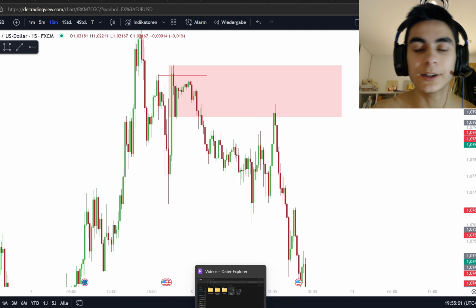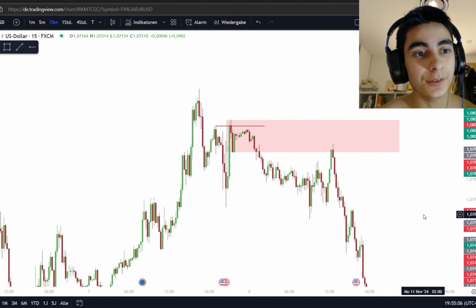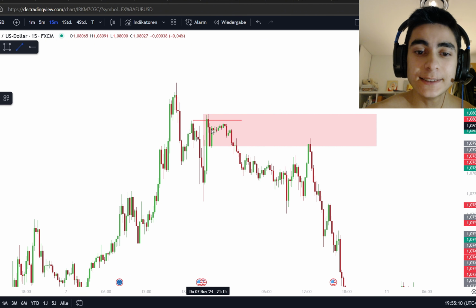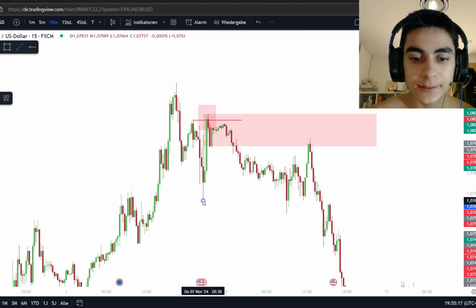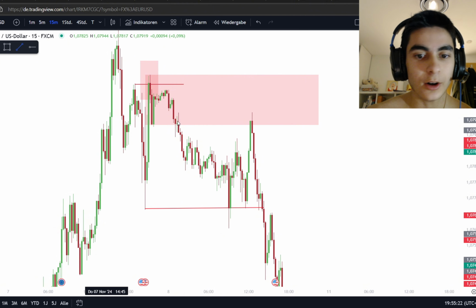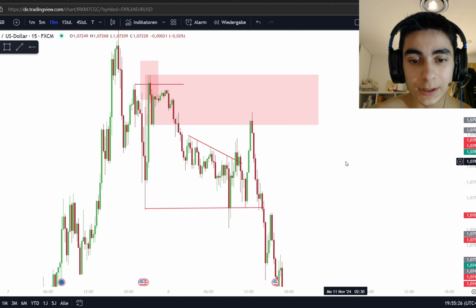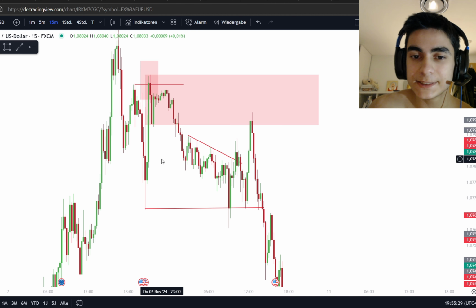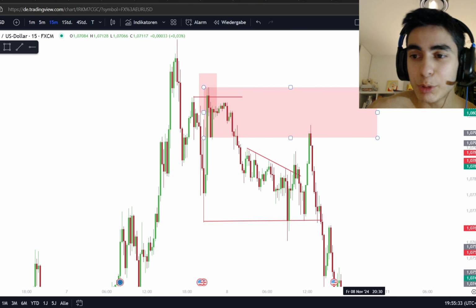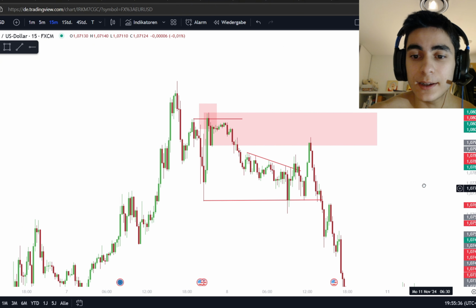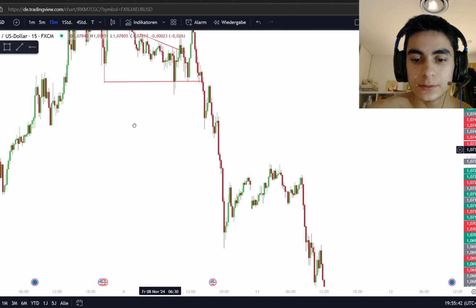So let's start with our first example. We are on the 50-minute chart right now on the USD. We can see that price swept the liquidity and broke the structure. On the way to break the structure, it formed a trendline liquidity, which is a strong sign that this order block is a high probability one. And price came back into this area and just showed us a beautiful reaction.